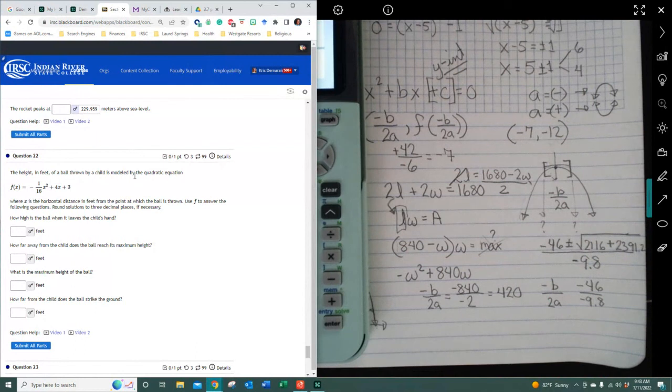So this one says the height in feet throwing the ball. How high is the ball? How high is the ball when it leaves the child's hand, 3 feet off the ground? Because that's the point. And then how far from the child does the ball reach its maximum height? So you've got to do this whole concept of negative b over 2a, and then you've got to calculate for it. I would use a quadratic.